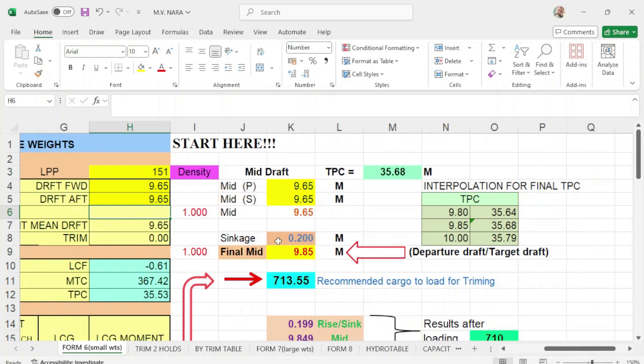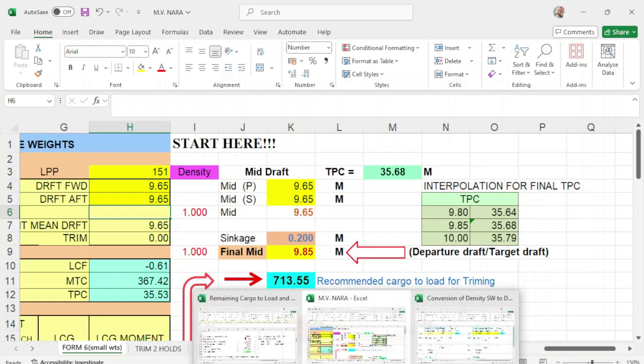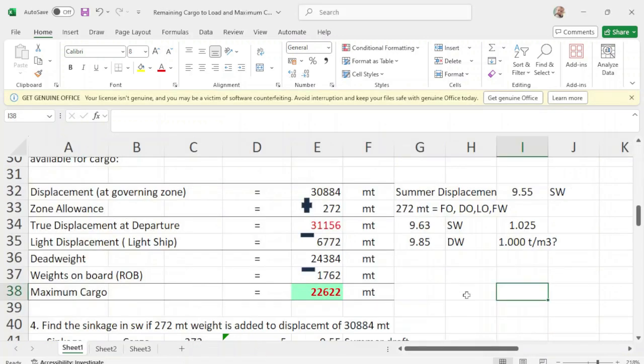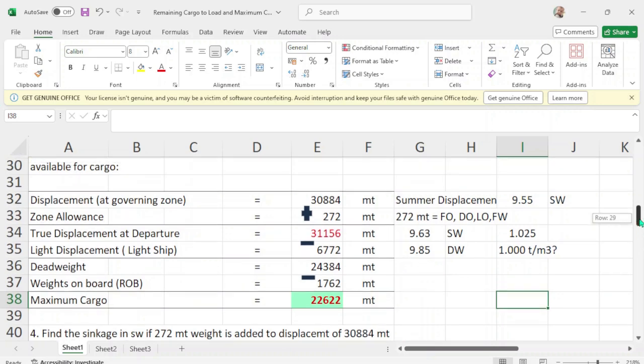I assume that the sinkage should be 20 centimeters from our departure of 9.85. Our departure is 9.85 and the density 1.00 because of this calculation. So this will be the salt water departure of 9.63. What will be his drop if we are to plot in 1.00 tons per cubic meter? So this will be our departure drop in dock water in a tropical zone of the loading port.